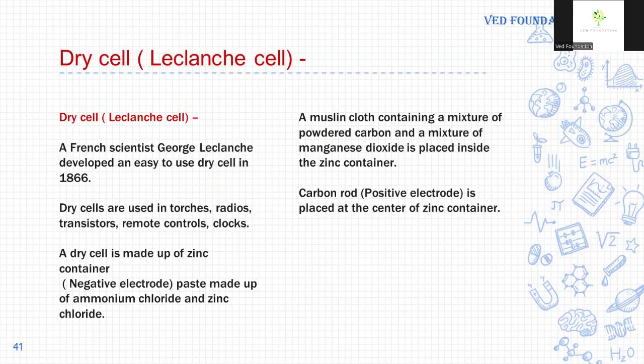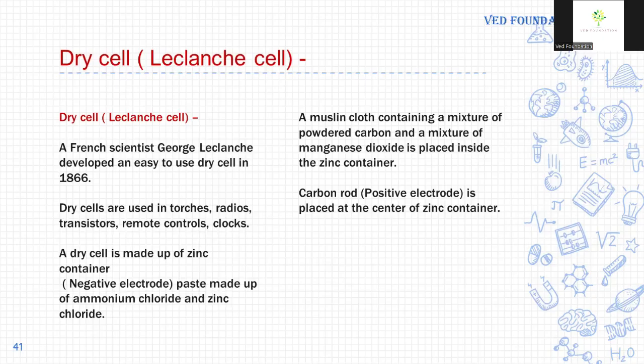A French scientist, Georges Leclanché, developed an easy to use dry cell in 1866. Dry cells are used in torches, radios, clocks, watches, remote controls, transistors. A dry cell is made up of a zinc container.